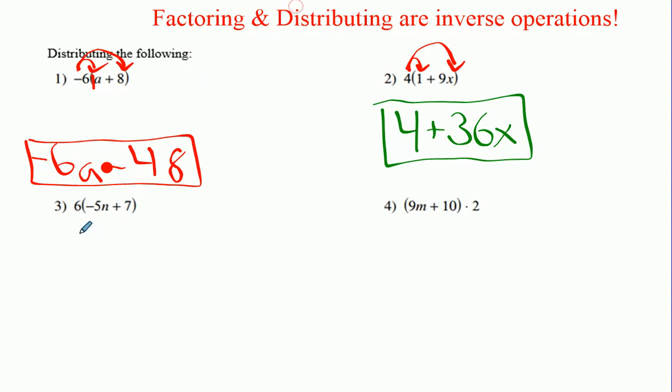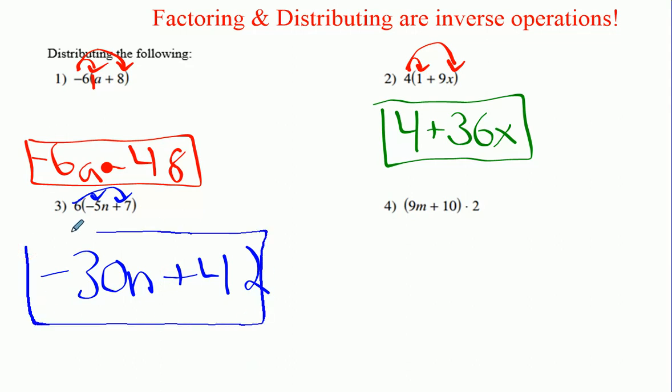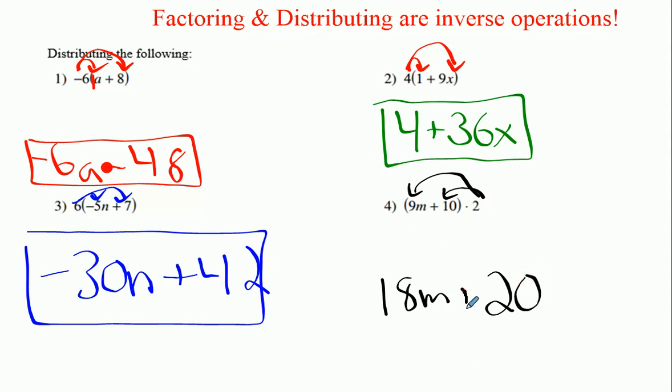Okay, if you're ready, we're going to go over these. This final one, 6 times -5 is -30n next to it, and 7 times 6, or 6 times 7, is 42, and since I don't have a sign there, that's +42. I'm going to put a plus sign there, and that is my whole answer. And last one, this is a little bit backwards, but that's okay. 2 times 9 is 18 with an m next to it. And 2 times 10 is 20. And that is positive 20. So it needs the plus sign. And there we go.